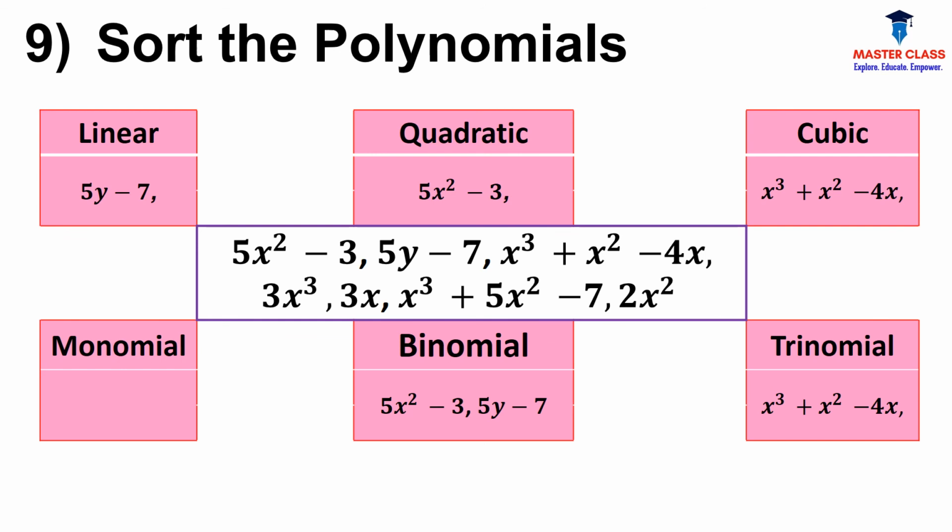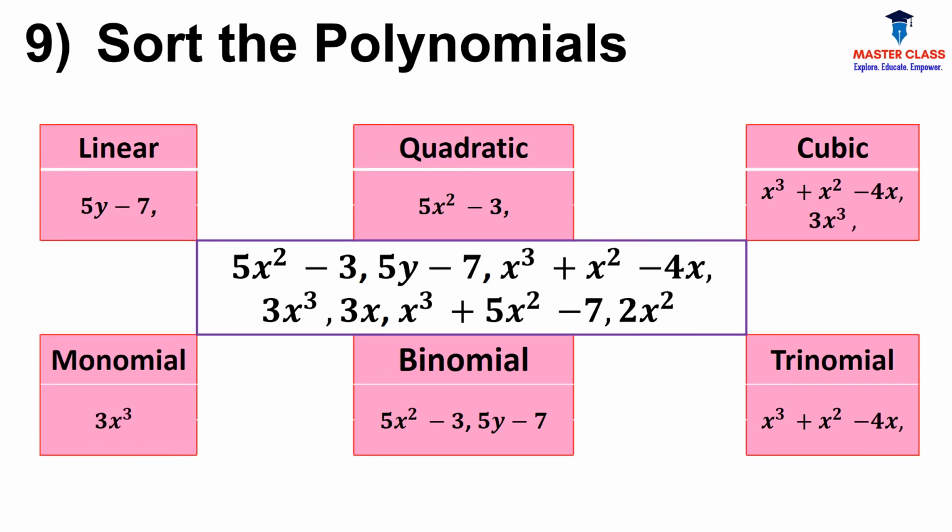The next polynomial is 3x cubed. Since there is only one term in this polynomial, it is a monomial. The highest power is 3 and so it is a cubic polynomial. Therefore, this polynomial 3x cubed must be classified as a monomial as well as a cubic polynomial.